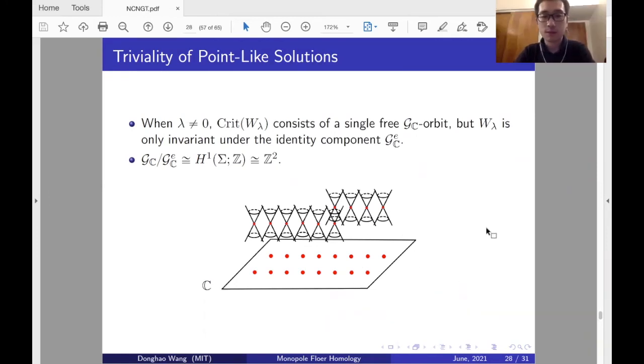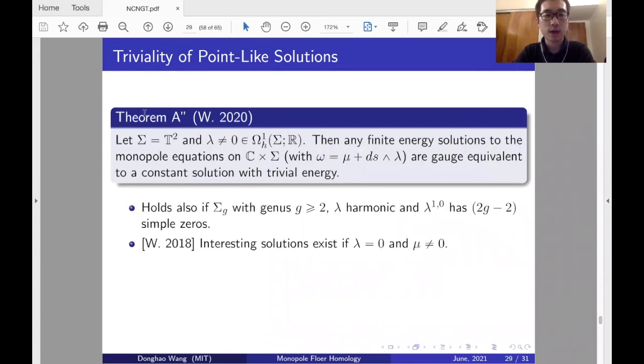Finally, we can use Lemma B to prove the triviality of point-like solutions for the Seiberg-Witten monopole equations. This leads to our Theorem A double prime. Sigma is again a Riemannian two-torus, lambda is the non-zero harmonic one-form on this surface. Then this theorem says any finite energy solution to the monopole equations on this product four-manifold is necessarily gauge equivalent to a constant solution with trivial energy.